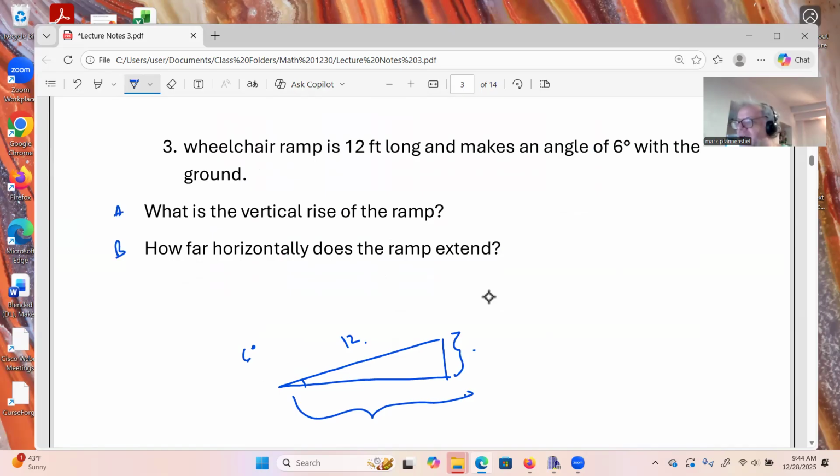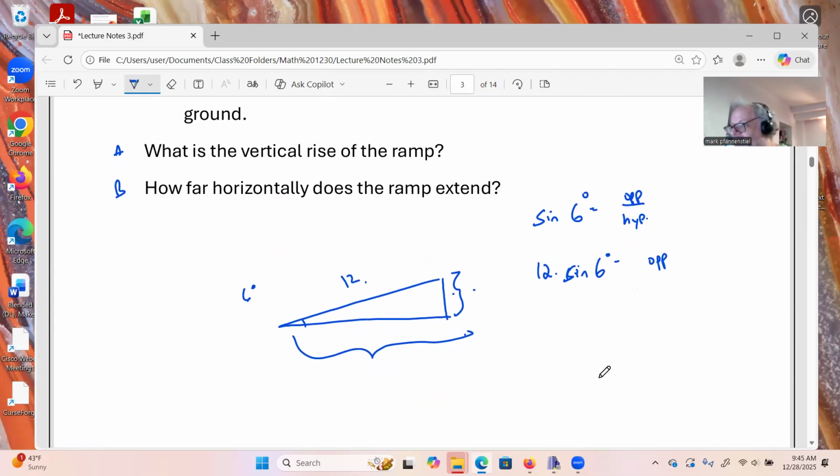So all we're going to do is say, okay, what about the vertical? Well, again, we have an opposite that we need. We have a hypotenuse, but we need the opposite. So we're going to say sine of 6 degrees is equal to my opposite over my hypotenuse. They know the hypotenuse, that was 12. So we're going to say 12 times sine of 6 degrees equals my opposite. That's the total rise there.